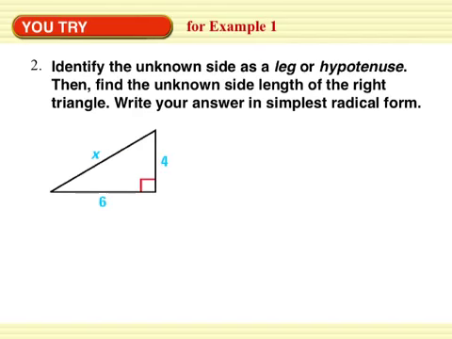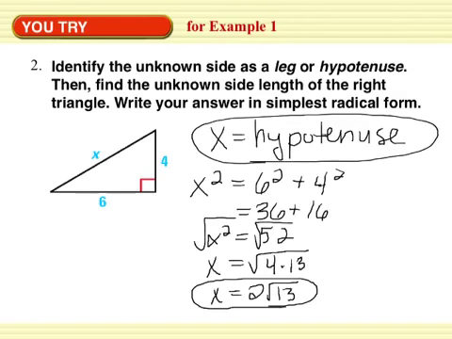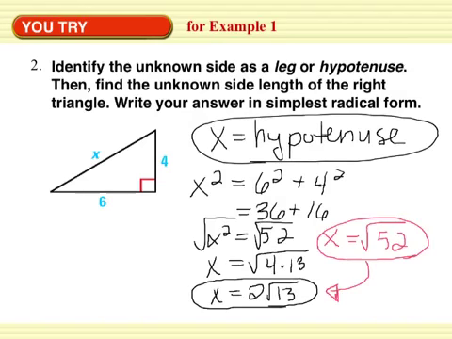Identify the unknown side as a leg or hypotenuse, then find the unknown side length of the right triangle. Write your answer in simplest radical form. Push pause. Alright, X is the hypotenuse, and X equals the square root of 52, but as you practice, you'll be able to simplify. 52 is the same as 4 times 13, and you can take the square root of 4, which is 2.